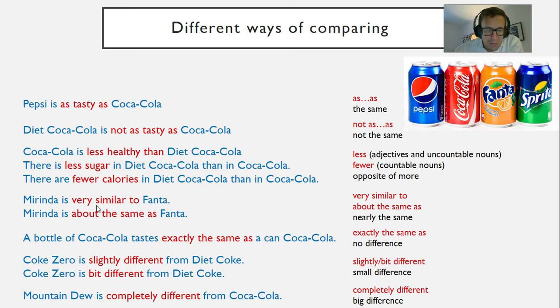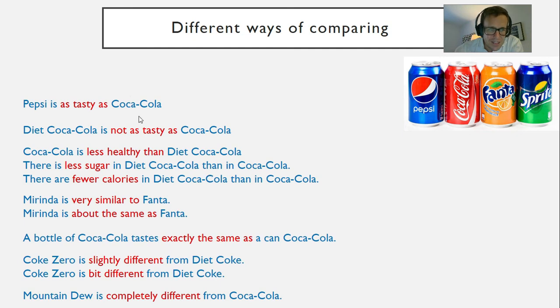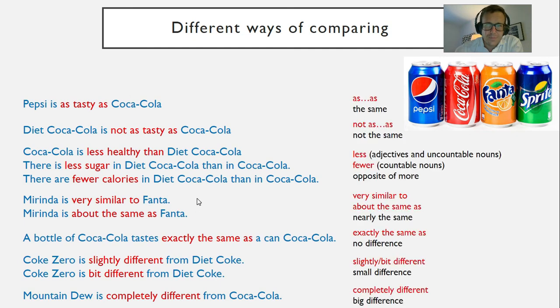When there's a small difference, you could say this: Coke Zero is slightly different from Diet Coke. Coke Zero is a bit different from Diet Coke. But when there is a big difference, we say this: Mountain Dew is completely different from Coca-Cola. Okay, so learn these phrases so that you can use them to describe ways of comparing.